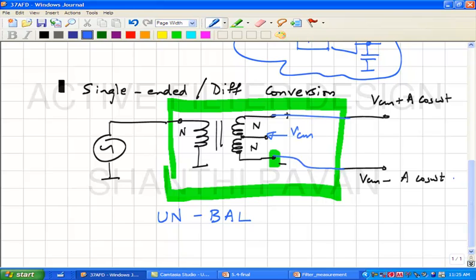All right. So we also need the opposite. Why? Because our circuit outputs are all differential. The measurement equipment can only react to single ended stuff. So we need to convert from balanced to unbalanced. So, what would you call it?